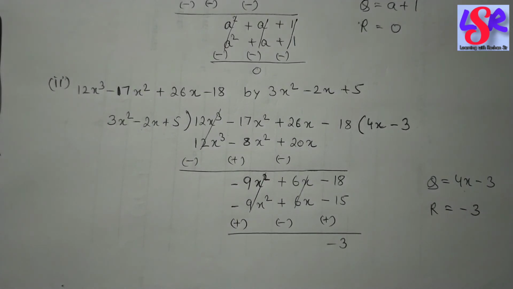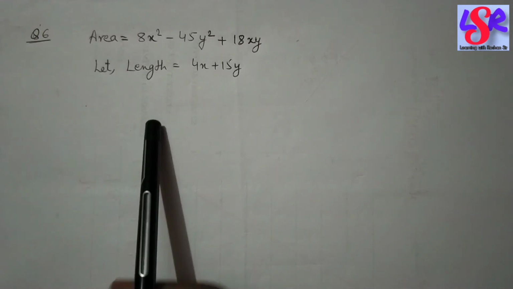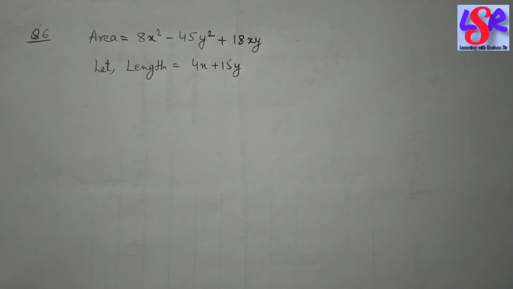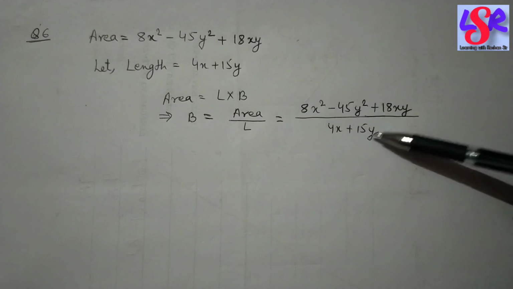Here in this question we have been given the area of the rectangle as 8x square minus 45y square plus 18xy, and one of the sides is 4x plus 15y, and we have to find the length of the other side. So we assumed the other side as the length, and now we have to find the breadth of this rectangular field. We know area is length into breadth, and the breadth will be area upon length, and we get this. Now we are going to divide this expression by this one by long division method.